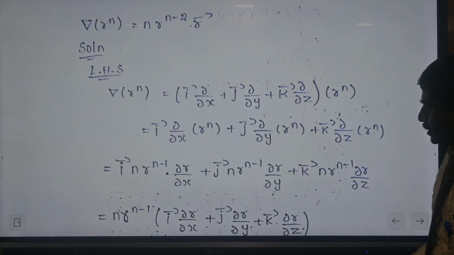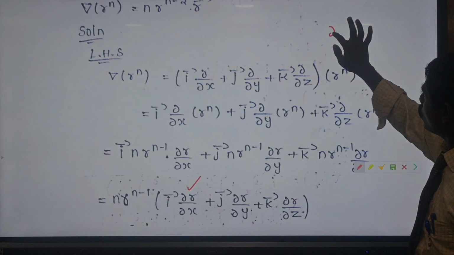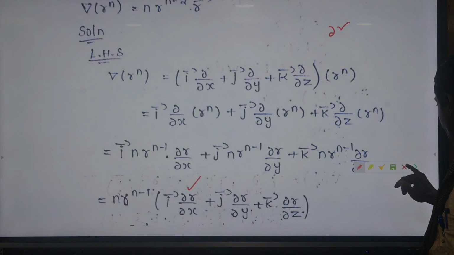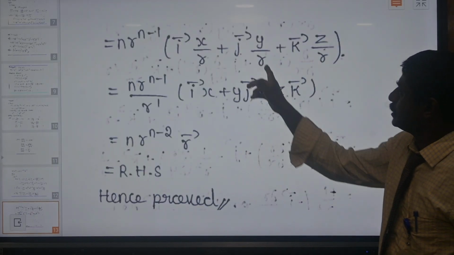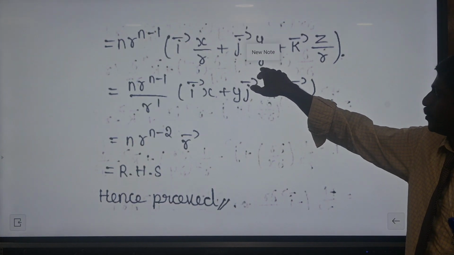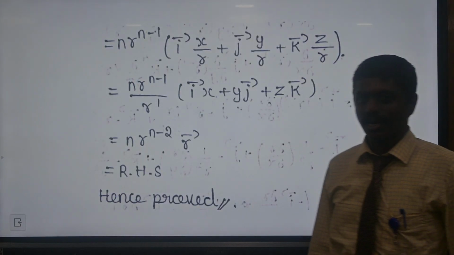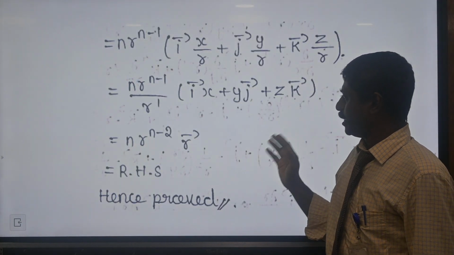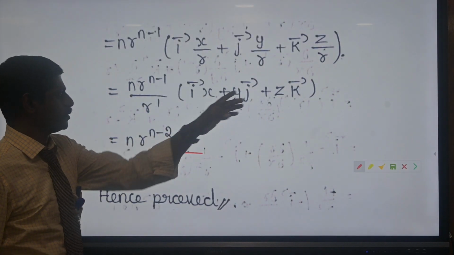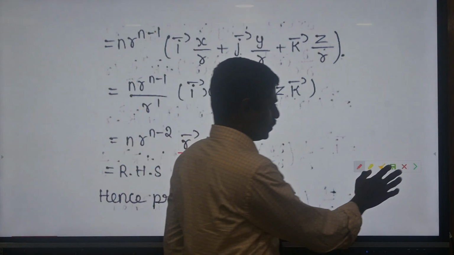From the previous step we already found that dou r by dou x equal to x by r, similarly y by r, similarly z by r. I just substitute the dou r by dou x value, dou r by dou y value, and dou r by dou z value. Then take the denominator, r, which is common every time, take it out, and write the remaining term. This is a well known result: x i plus y j plus z k equal to r vector. I got it as the RHS. This is an important result. Hence it is proved.